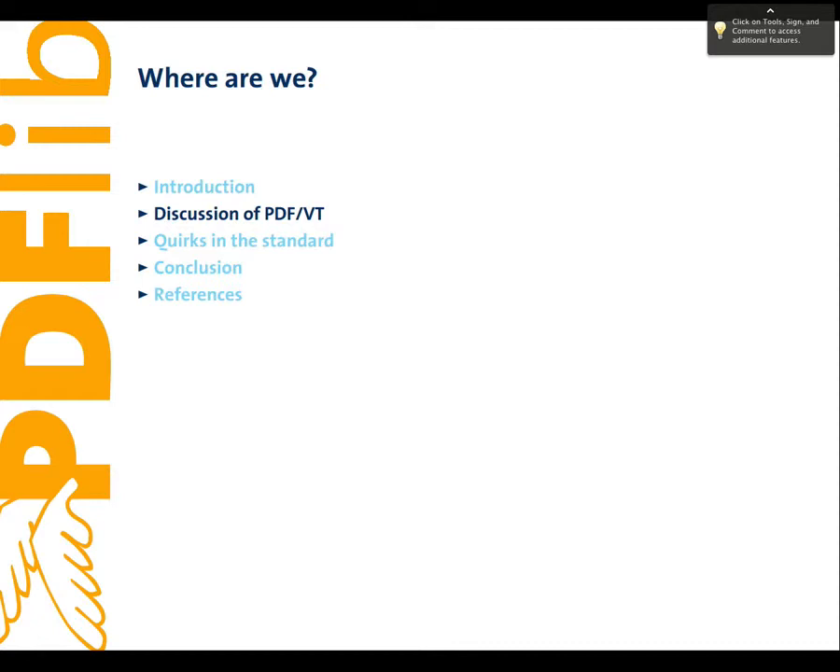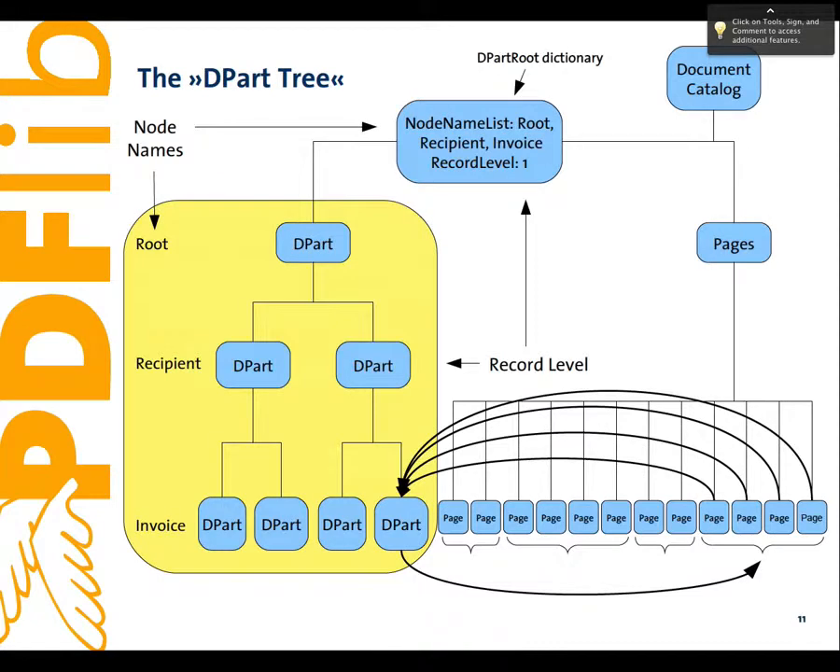So let's go forward to the discussion of PDF/VT, and I'd like to start with the most important data structure that is defined by the PDF/VT standard, and Olaf mentioned earlier today, and Leonard, that this will be in PDF 2.0 as well. And the DPart tree, DPart is the abbreviation for document parts. So this allows you to put knowledge about the different document parts into the PDF file.